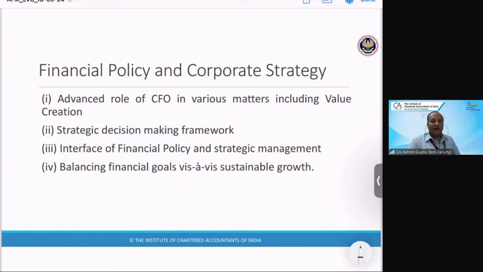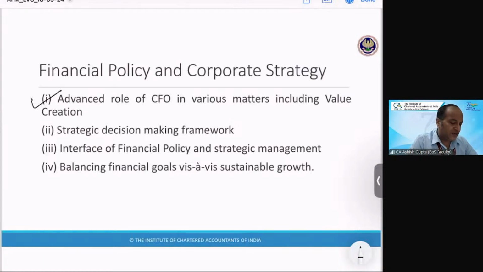Now, when we talk about what is covered in this topic, first of all, the main topic covered is the advanced role of the CFO in various matters, including value creation. Now, the time has come when the role of the CFO has gone beyond the numbers, because they have to take other decisions like supply chain and risk management. There are other roles also covered in their profile. So the role of the CFO has advanced.